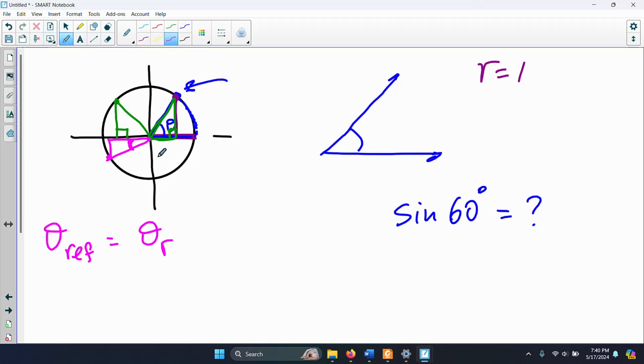All right, I'm going to erase all this, and reuse that unit circle.